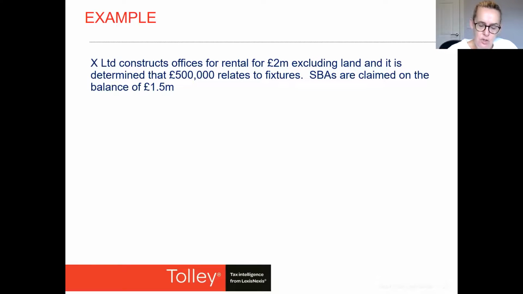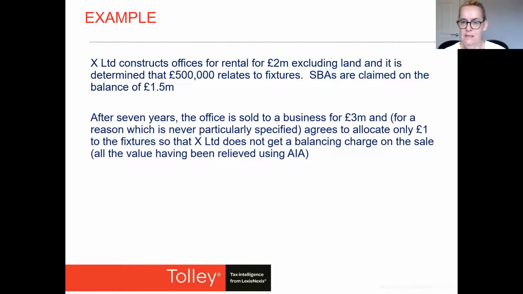So X Limited constructs an office for £2 million, excluding the land. They decide that a significant £500,000 of that relates to the fixtures. Structures and buildings allowance is claimed on the balance of £1.5 million. So you would not claim, and I should have mentioned this earlier on, SBAs on any figure within the computation that related to fixtures. After 7 years, the office is sold to a business for £3 million, and for reasons which are never particularly specified, they agree to allocate only £1 to the fixtures so that X Limited does not get a balancing charge on the sale.